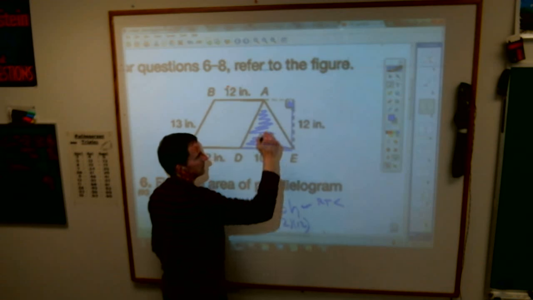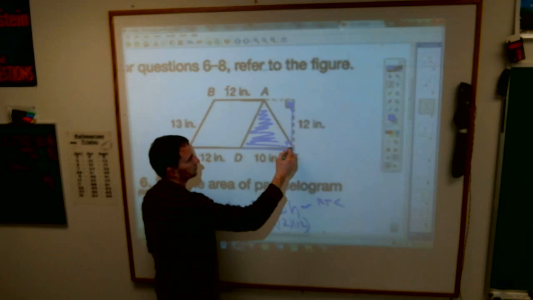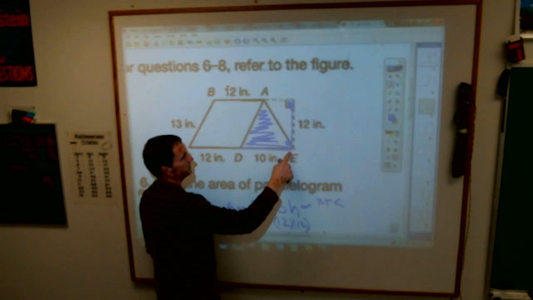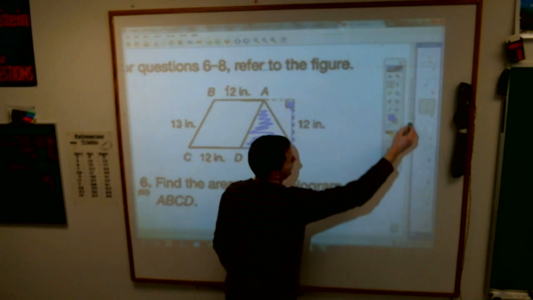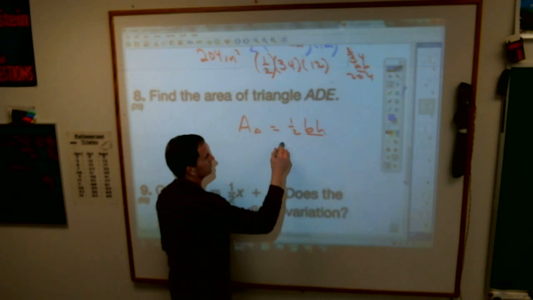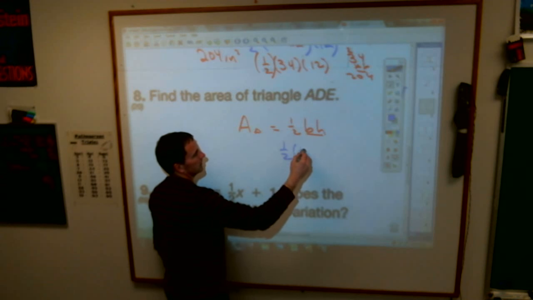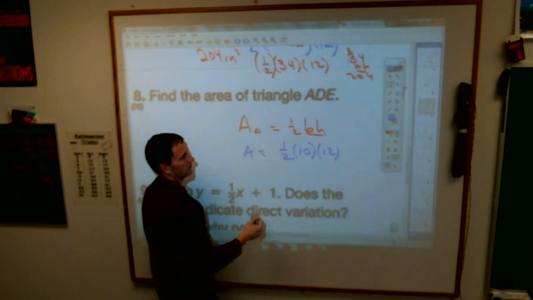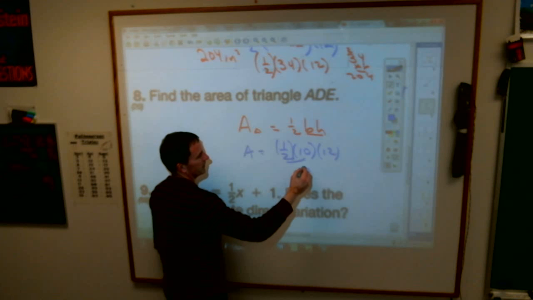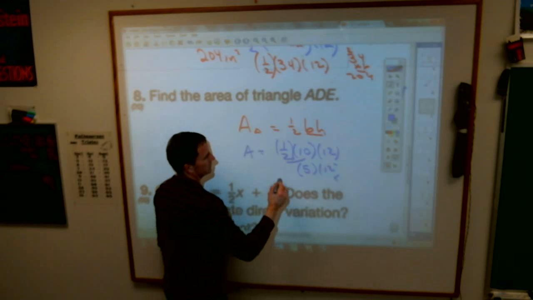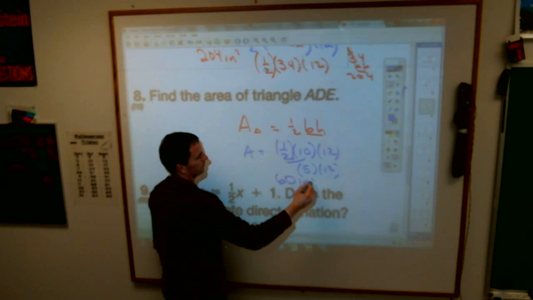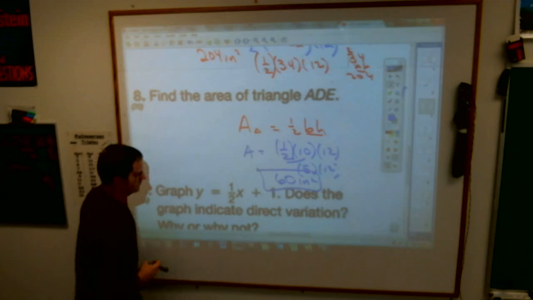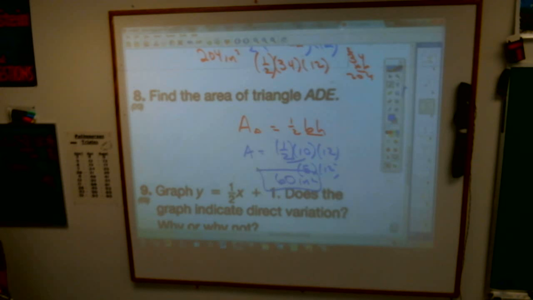Look for the little square thing there, the things that form the right angles. And 1/2 of 10 times 12. Any order of operations anyway, 1/2 of 10 is 5. 5 times 12 is 60. Those should be relatively easy for you.